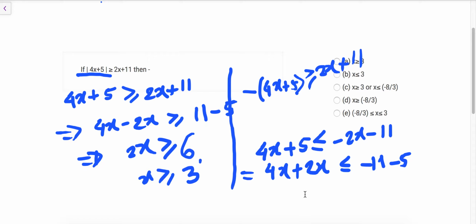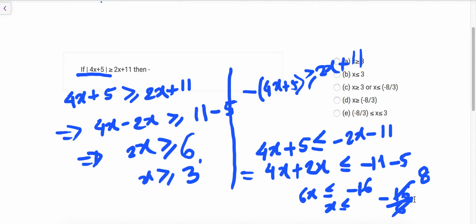So from here we can see that 6x is less than or equal to minus 16, or from here we can write x is less than or equal to minus 16 divided by 6. So we can write it here something like minus 8 by 3 if we divide both the numerator and the denominator by 2. So from the first part we can see that if we take the positive value of this absolute value, then we get x is greater than or equal to 3.